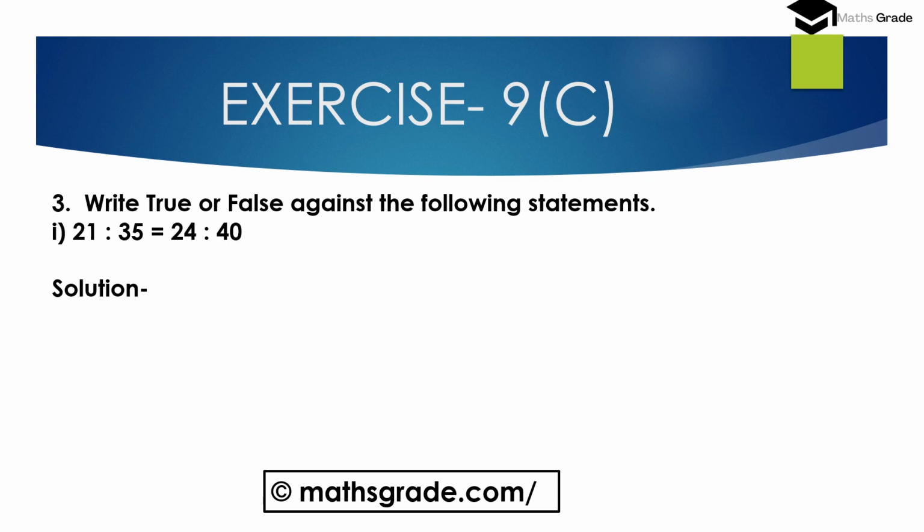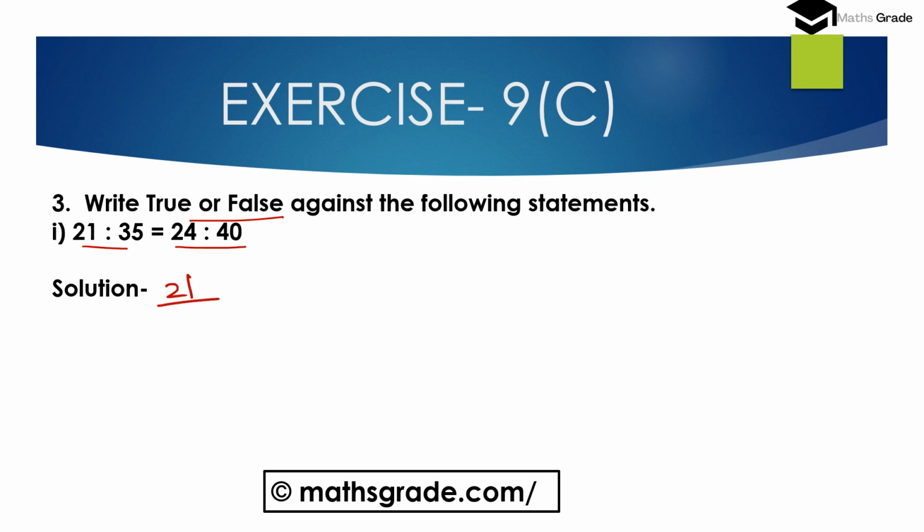Now we will solve question number 3. Write true or false against the following statements. First bit is 21 is to 35 is equal to 24 is to 40. We have to check whether these two ratios are equal or not. First, 21 is to 35.